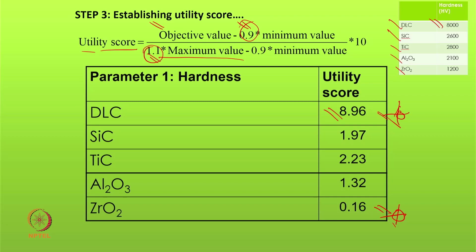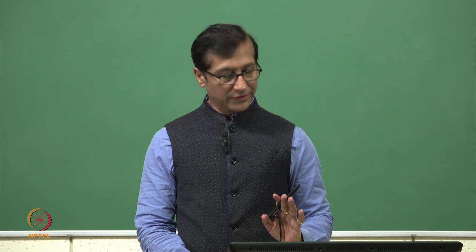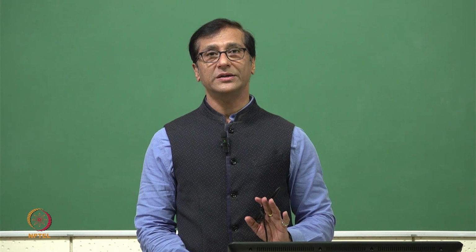In this case, the next one is 2600, and we are getting 1.97. For TiC, we get 2800, and here we are getting 2.23. And in this 2100 we are getting 1.32. So this is the utility score of the first parameter, hardness.